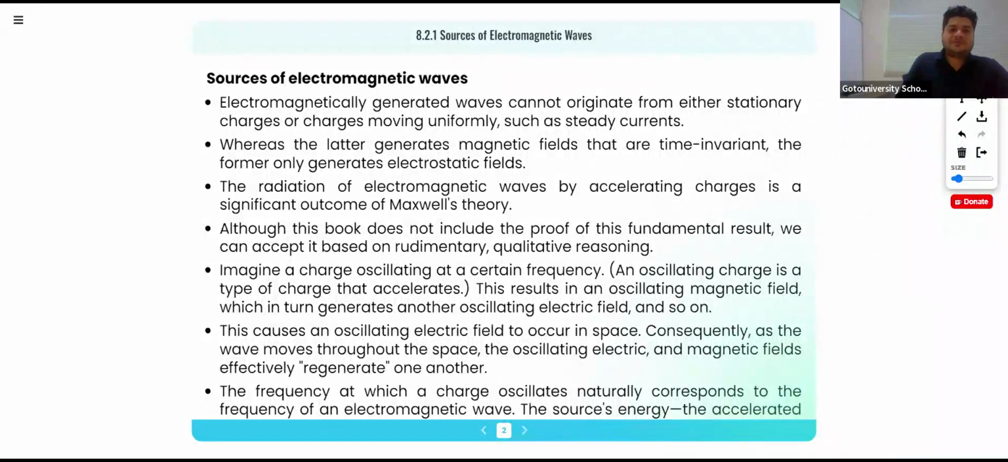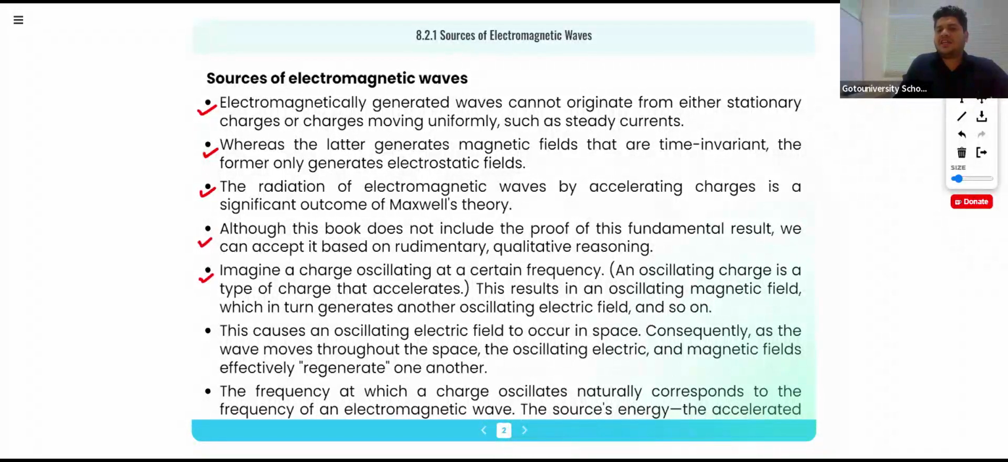The first point: an electromagnetically generated wave cannot originate from either stationary charges or charges moving uniformly, such as steady currents, whereas the latter generates magnetic fields that are time invariant. The former only generates an electrostatic field. The radiation of electromagnetic waves by accelerating charges is a significant outcome of Maxwell's theory. Although this does not include the proof of the fundamental result, we can accept it based on rudimentary qualitative reasoning.